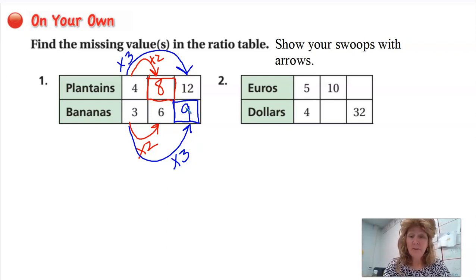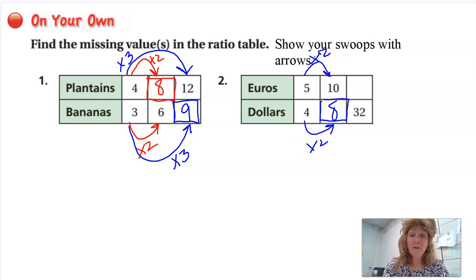All right, so let's do this in blue. I'll do this one in blue. To find out how many euros to dollars, if I don't know the dollars, I have to look at the euros. This would be times 2. So 4 times 2 is 8.